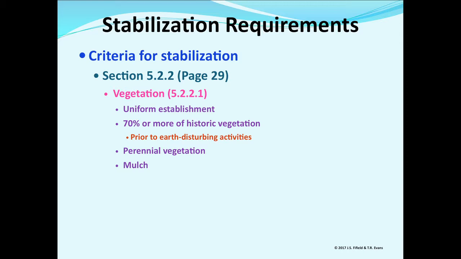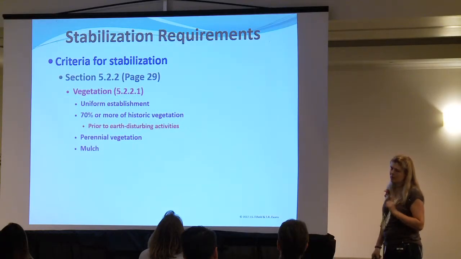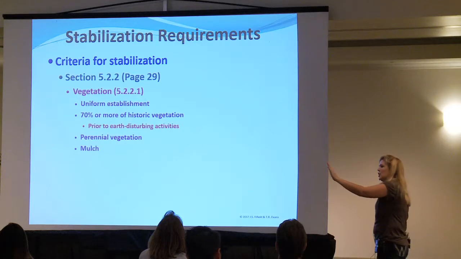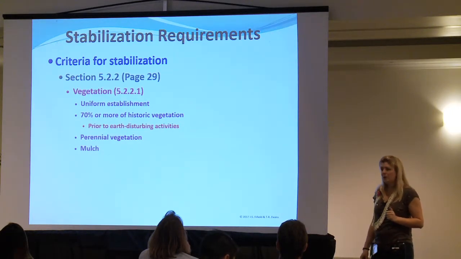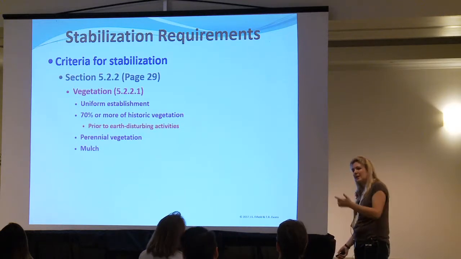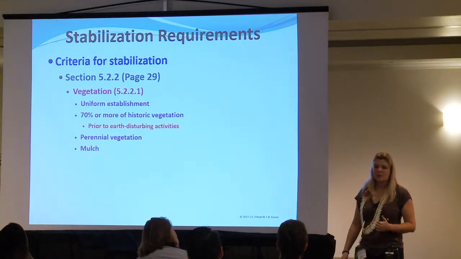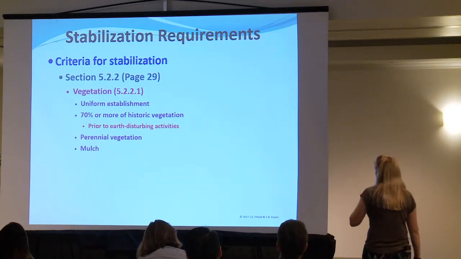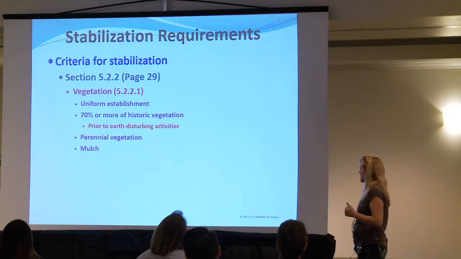You have to have 70% or more of historic vegetation, meaning prior to earth disturbing activities, whatever the vegetation coverage was there, you have to have 70% of it. So if it was like a 95% coverage, you have to have 70% of it. If it was 60% coverage, 70% of it. Okay, so that's what they're looking for. And obviously you'd want a perennial vegetation, something that's going to last year after year.